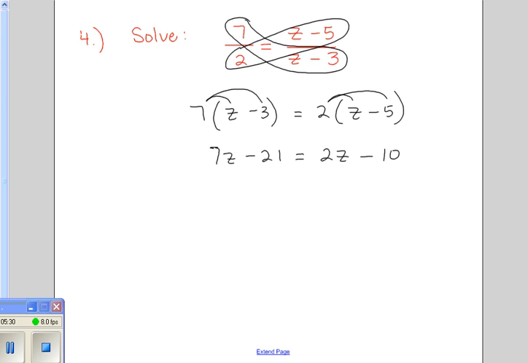All the variables to one side, so I already have a 7z. I need to subtract the 2z. We already have a negative 10 on the right. I need to add 21. So 7z minus 2z would be 5z. Negative 10 plus 21 would be 11. And then divide by 5. And so I get z is equal to 11 over 5.